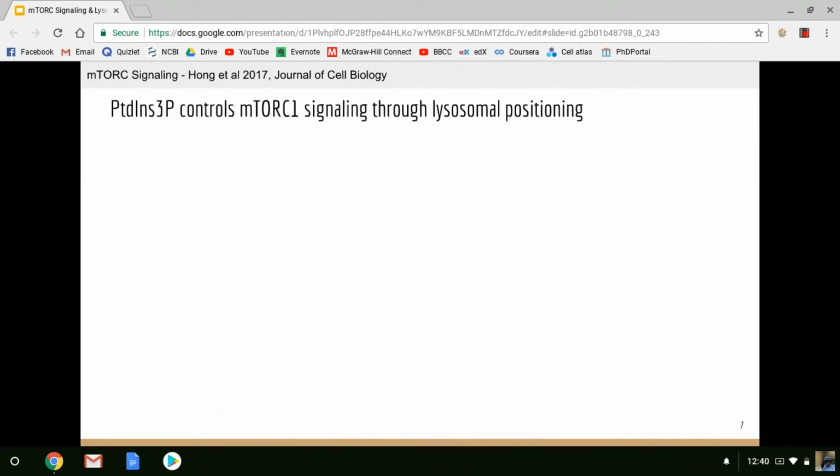Okay, so let's review this excellent paper by Hong et al., titled Phosphatidylinositol 3-phosphate controls mTORC signaling through lysosomal positioning.